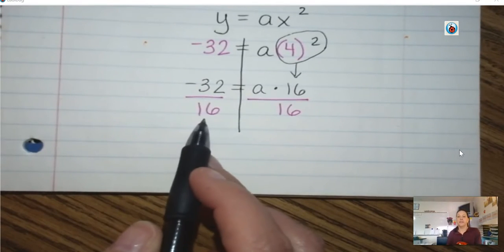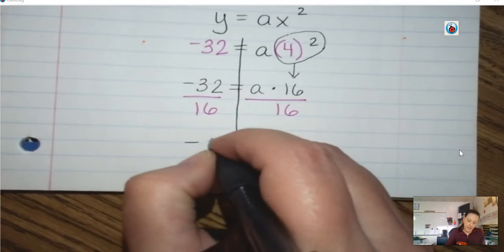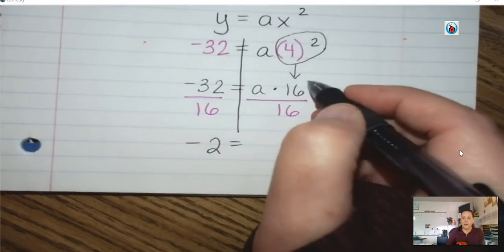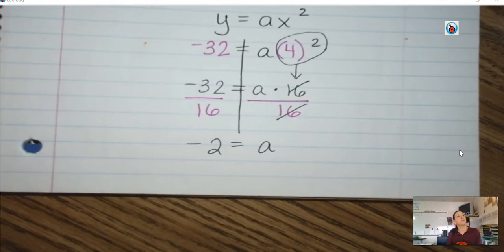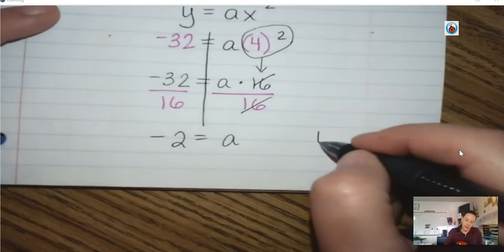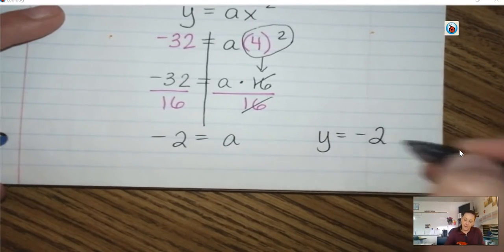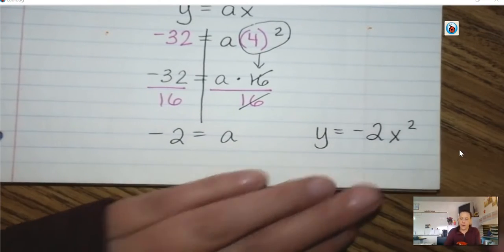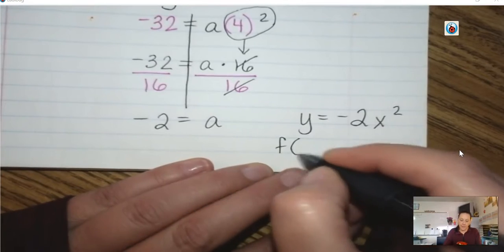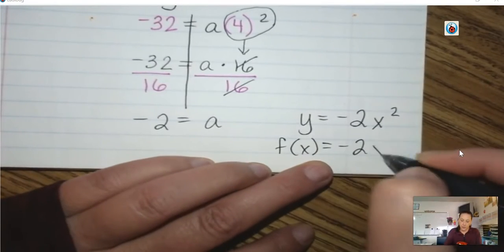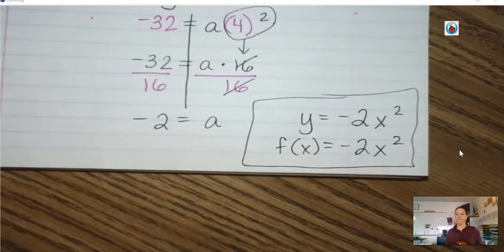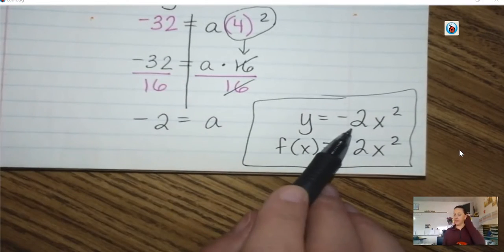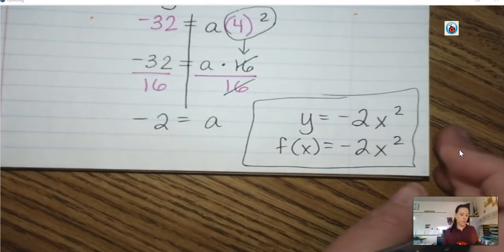Negative 32 divided by 16 is negative 2. 16 divided by 16 is 1, so I have 1a, so a is negative 2. And then the last thing I have to do is actually write the equation. So you can write it as y equals negative 2x squared, or sometimes it'll be f of x equals negative 2x squared, or g of x, or whatever. So you have to take the a and plug it back in. Okay, let's do one more like that.